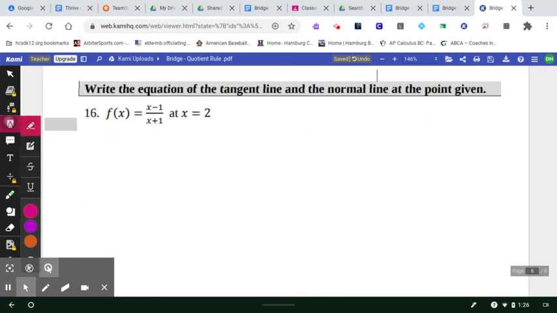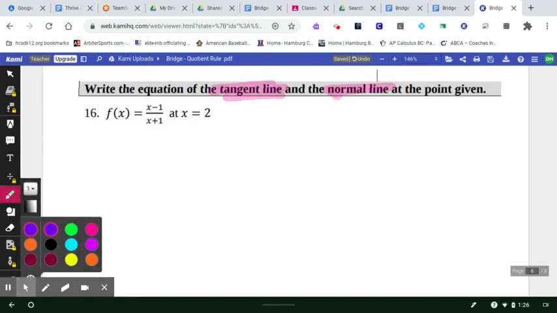All right, so 2 pieces to this question. Write the equation of the tangent line and the normal line at the given point. So I'm hoping this is fairly easy by now. Anytime you see equation of a line, you want the x, the y, and the slope. You need a point and a slope. So the non-calculus is the one I usually grab first.